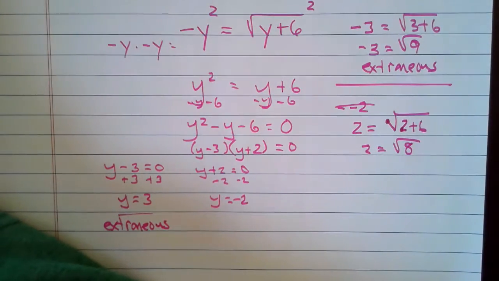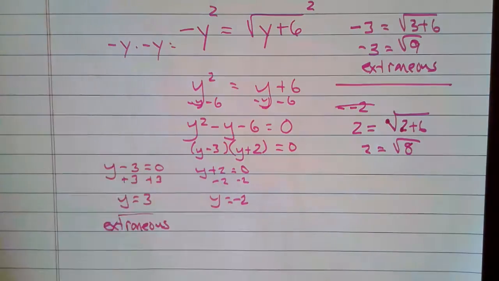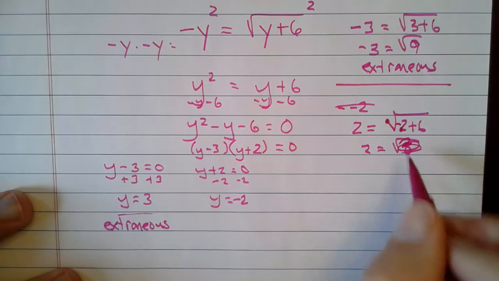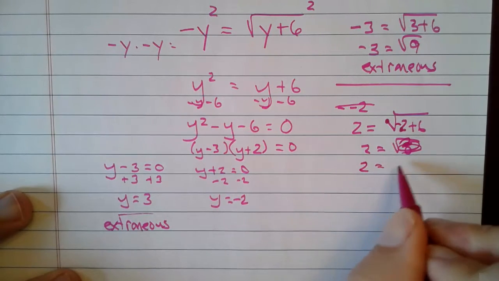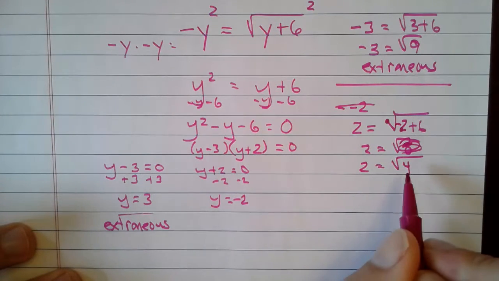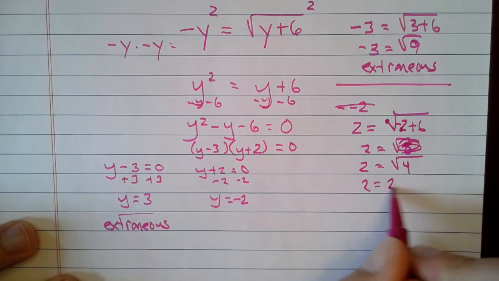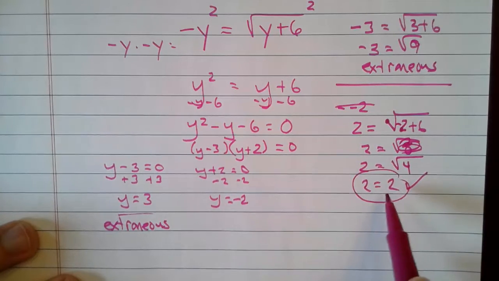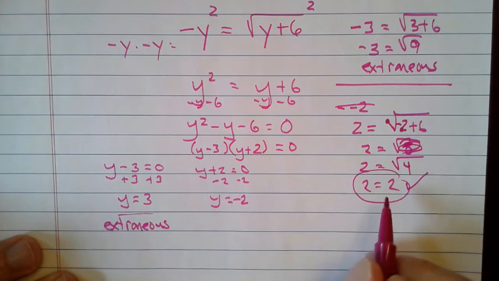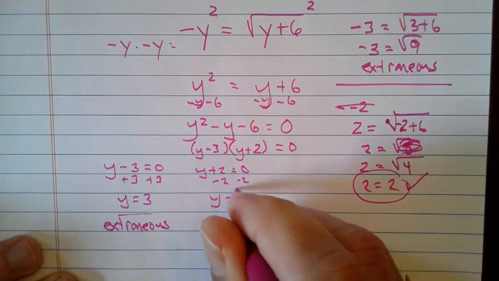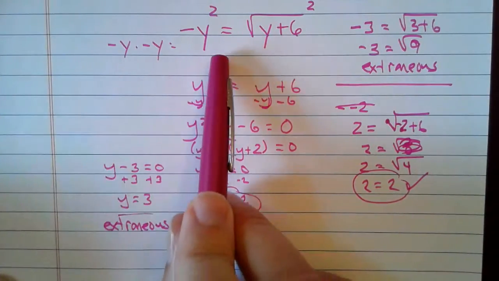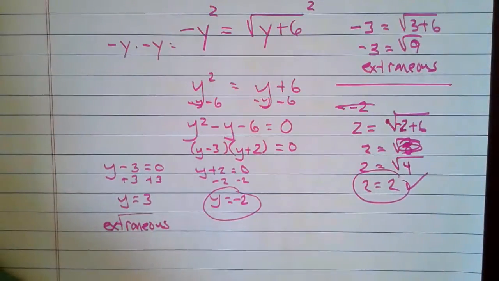Something is messy here. Hang on. I didn't do negative 2 up here. I didn't plug in negative 2. So bear with me and my apologies. 2 equals the square root of negative 2 plus 6, which is 4. Does the square root of 4 equal 2? Yes, it does. So when I plug in this value of negative 2, since 2 equals 2 is a true statement, my solution to this radical equation is y equals negative 2.